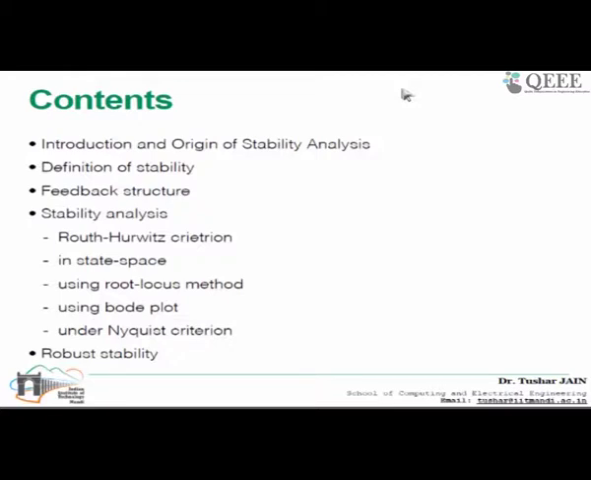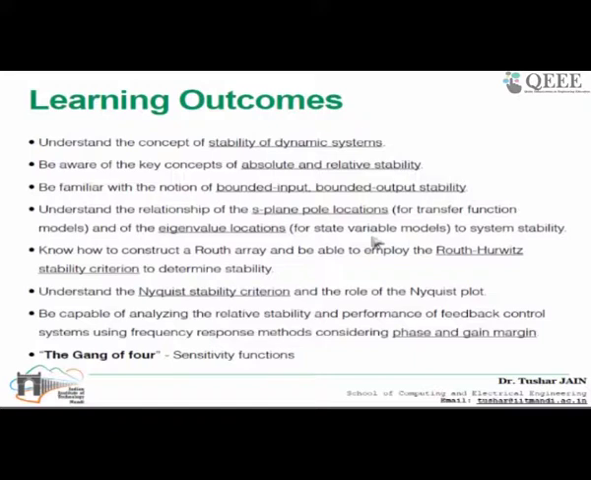If time permits, we will also see robust stability, which is a much deeper concept than the stability analysis we'll do above. The overall learning outcome of these 6 hours of lectures is that you would be able to understand the concept of basic stability of dynamical systems, how you define it and how you compute it. You would be aware of the key concepts of absolute and relative stability. We will also see when you say that a system is marginally stable. You would also be familiar with the notion of bounded input, bounded output stability.